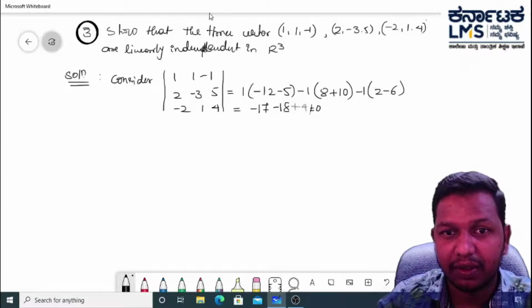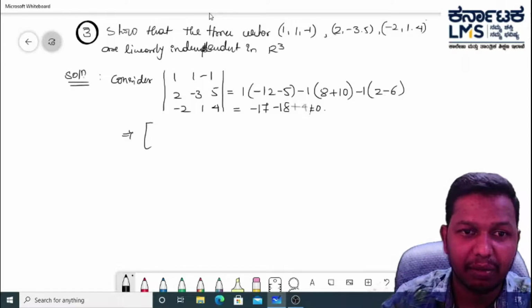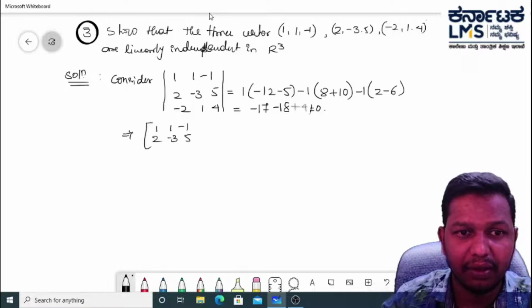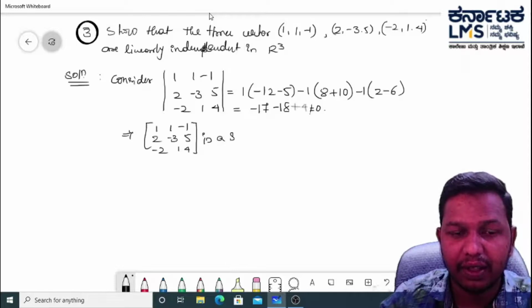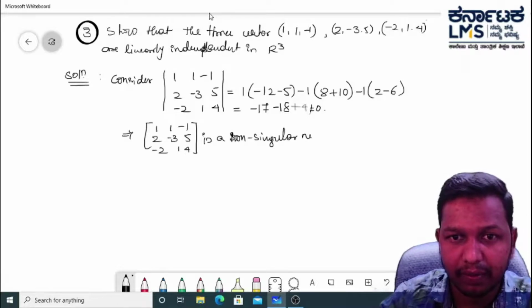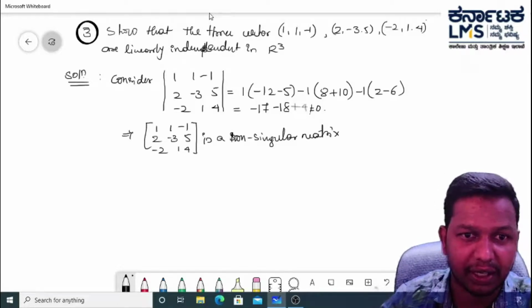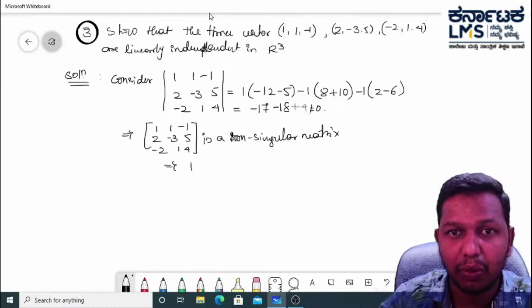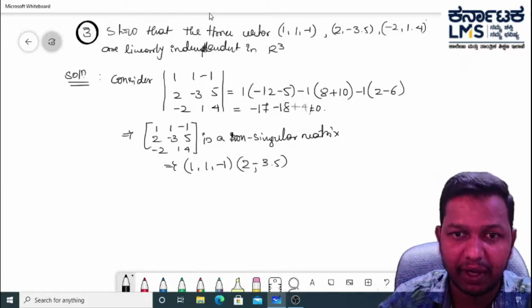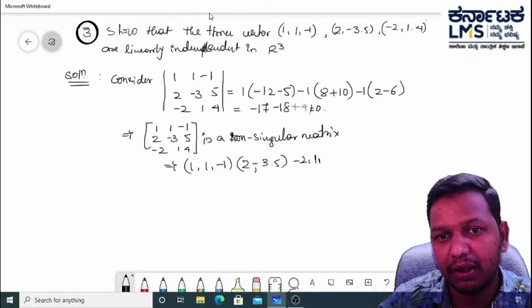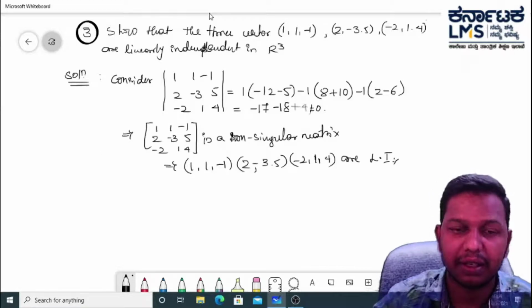which is clearly not equal to 0, which implies that the matrix 1 1 minus 1, 2 minus 3 5, minus 2 1 4 is a non-singular matrix, which implies that these vectors are linearly independent.